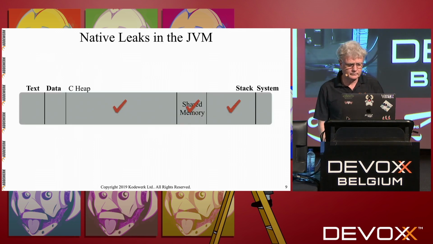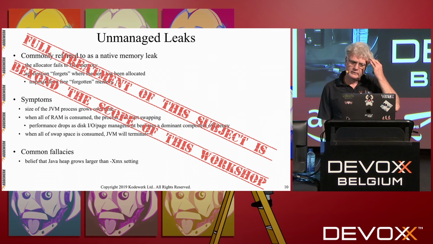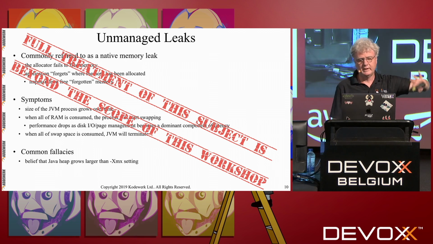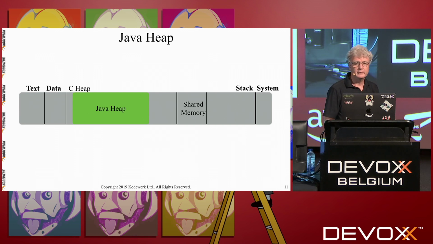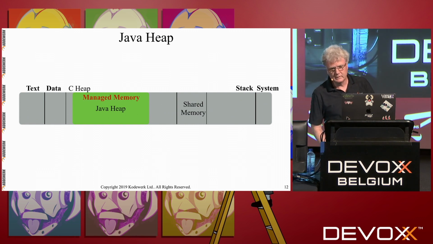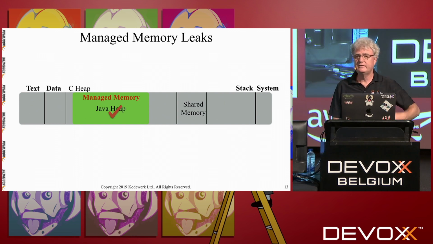So yes, you can leak here. And as I say, full treatment of the subject is beyond the scope of this particular workshop, so we're not going to really cover what happens down there. Just be aware that you can leak in that area. The part we're going to actually focus on is this area known as Java Heap. Java Heap is what's known as managed memory, and we can get leaks in this data structure.